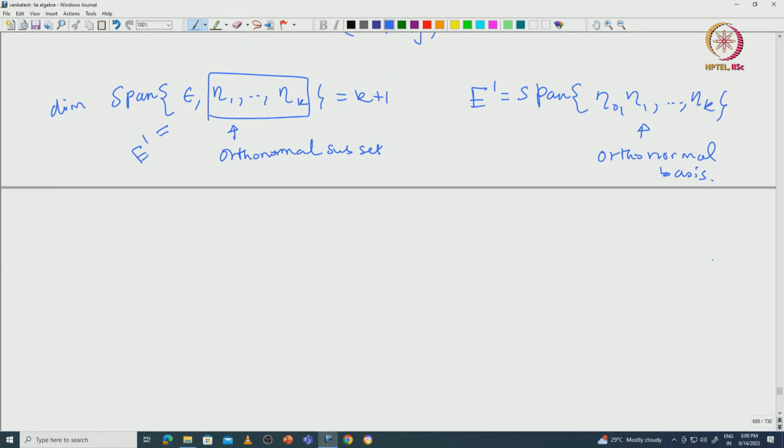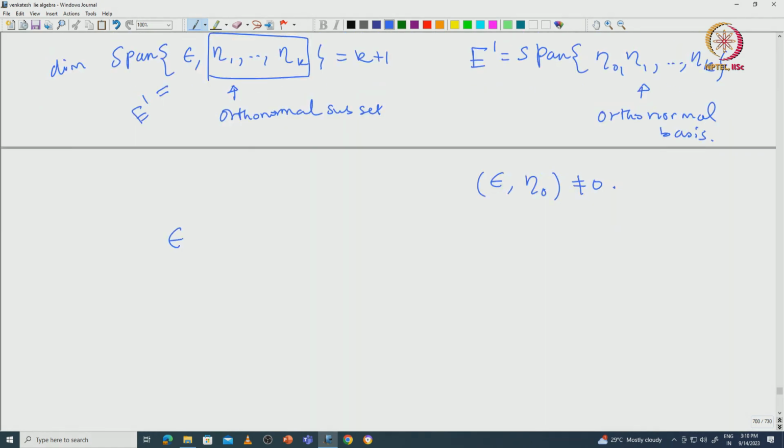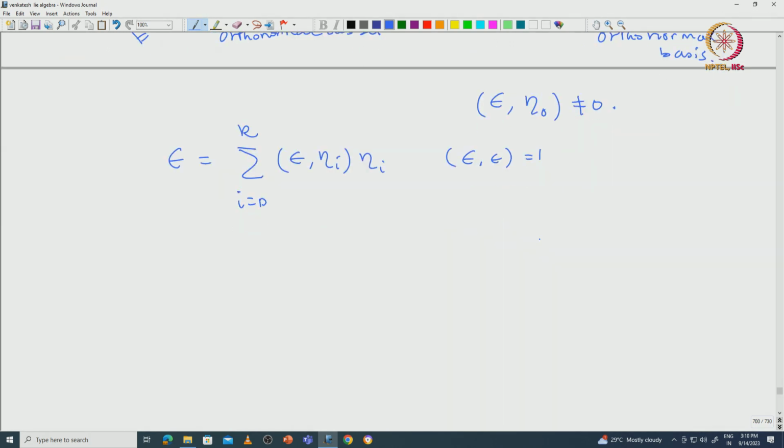So, now note that because this is obtained from extending this eta 1, etc., eta k orthonormal subset, and epsilon is not in the span of this eta 1, etc., eta k, that implies that the inner product of epsilon and eta naught must be non-zero. Not only that, you can write epsilon equal to the summation of inner product of epsilon, eta i times eta i, where i ranges from 0 to k. This is also possible because these eta i's form an orthonormal basis. But epsilon is actually a unit vector. So, the norm of epsilon is 1. So, that puts lots of restriction.